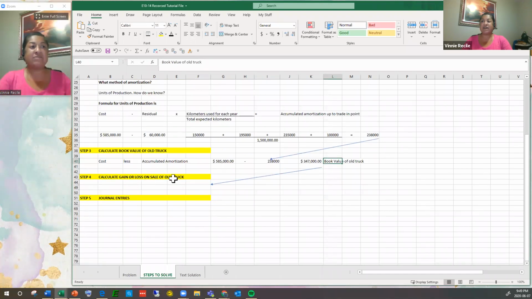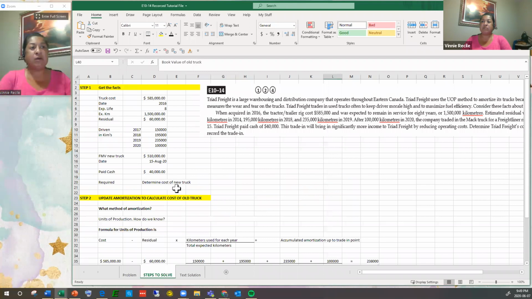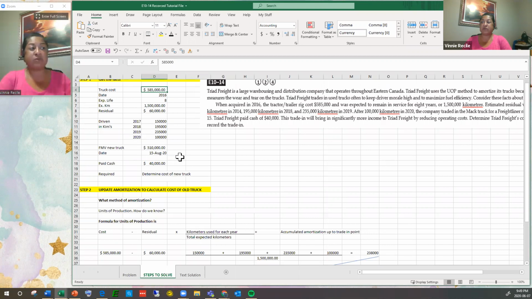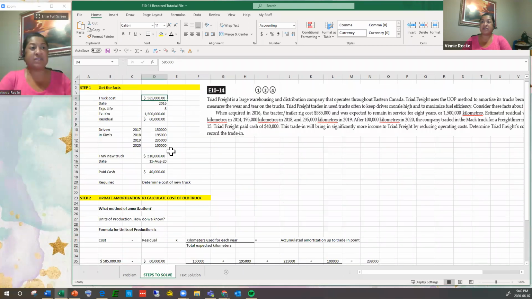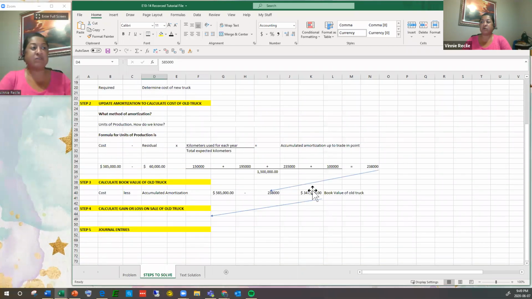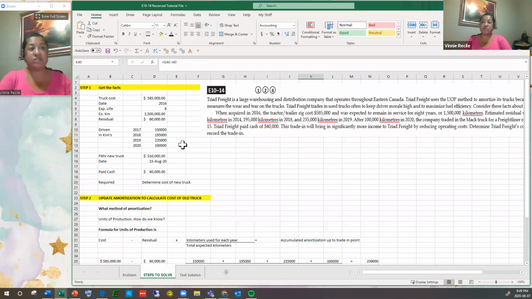So now that we have that, we're trying to calculate the gain or the loss from the sale. What is it we're trying to assess here? Just take a step back before we move through formulas. In the problem, they stated that we purchased the original truck for $585,000. There's some amortization that's gone on to reduce the value. So the book value being $347,000. That is the book value of the old truck that we're using to trade in for this new truck.